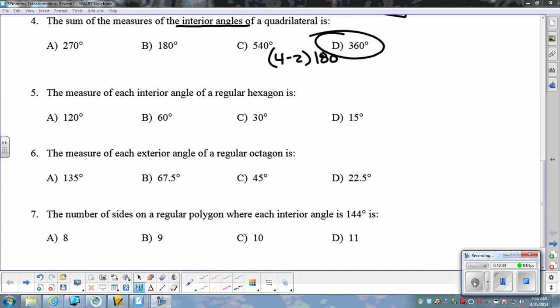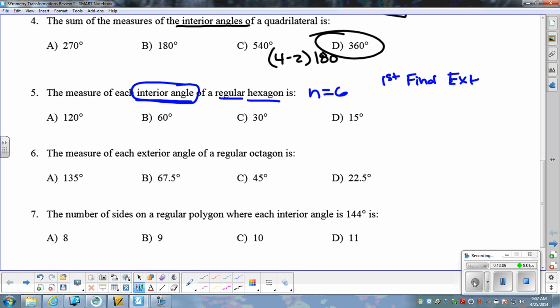As we now look at number 5, the measure of each interior angle of a regular hexagon is... So here, what's it asking for? It's asking for an interior angle, and it's of a regular hexagon. So that means we've got n is equal to 6. Keep in mind, to find the interior angle, I first find the exterior angle, because it's easier to find the exterior angle of a regular polygon.